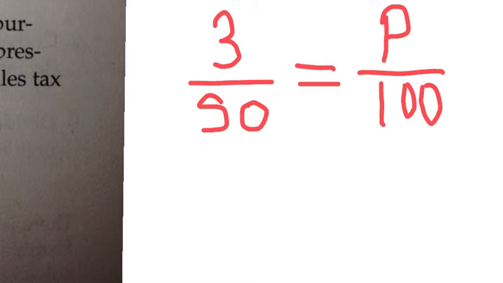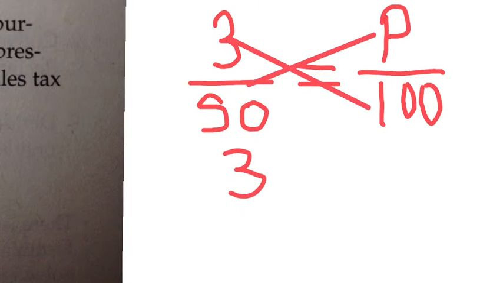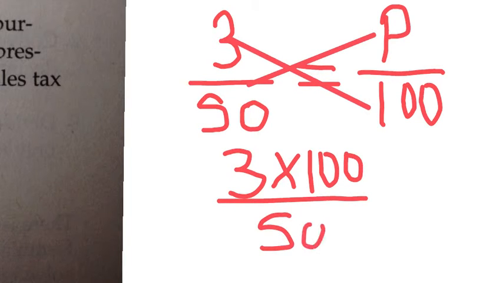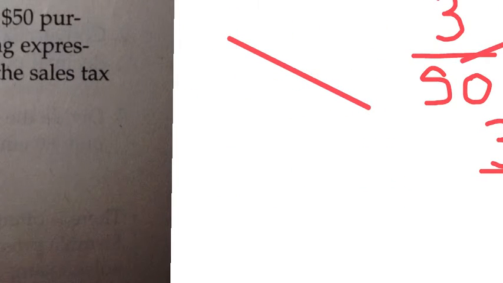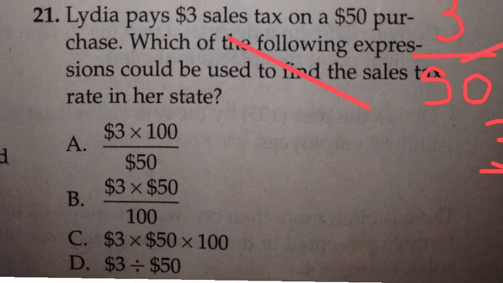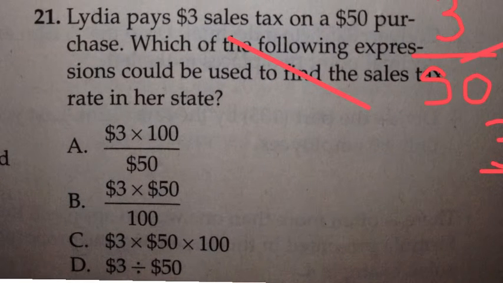So when you cross multiply, what happens here? I'm going to multiply 3 by 100. And I'm going to divide that by 50. You see what happened? So when you look at your answer choices, here's what you're going to see. Which one matches your answer? This one. Because we multiplied 3 by 100 and divided that by 50.